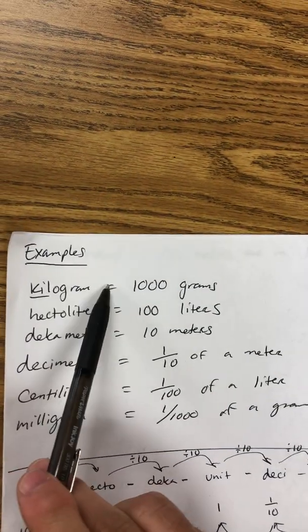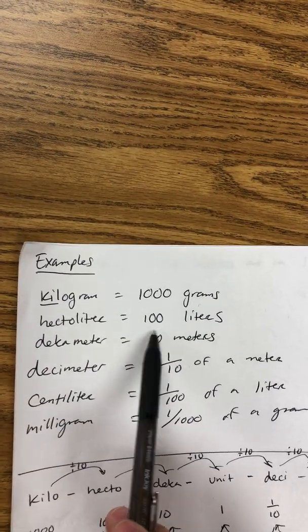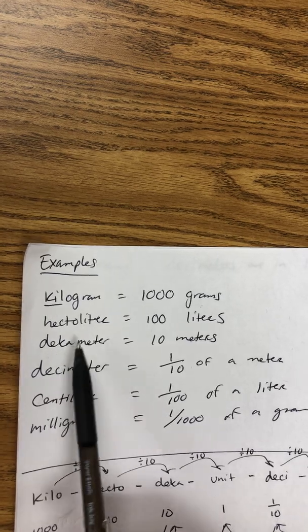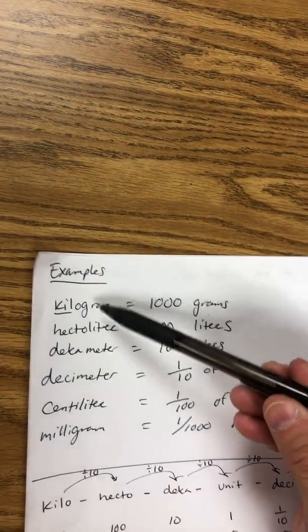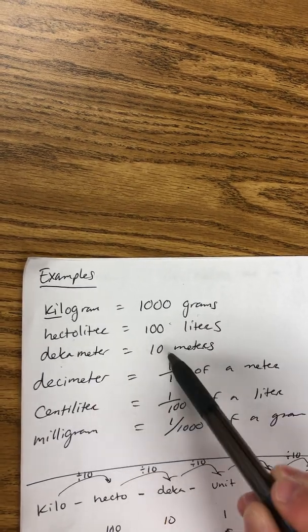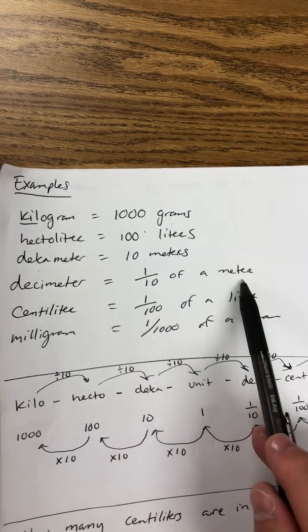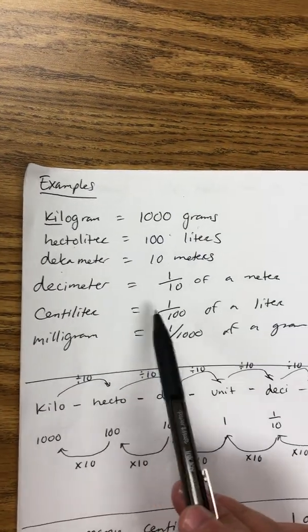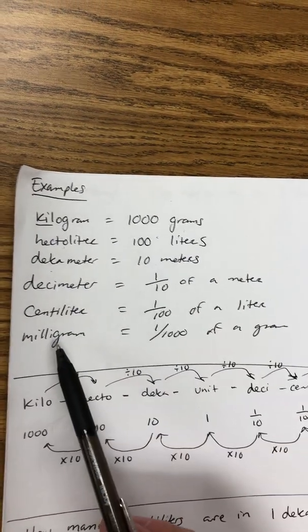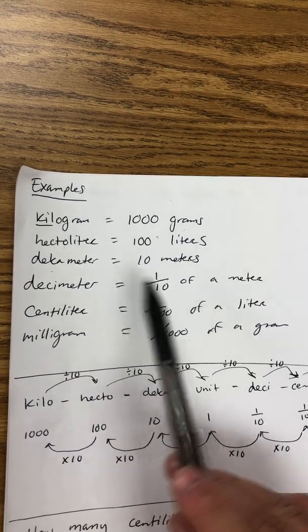A kilogram would be 1,000 grams. A hectoliter would be 100 liters. A decameter would be 10 meters. So kilo means 1,000, hecto means 100, deca means 10. A decimeter would be 1/10 of a meter. A centiliter would be 1/100th of a liter. A milligram would be 1/1,000th of a gram. Remember, deci means 1/10.